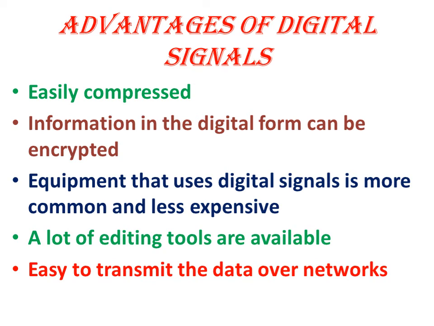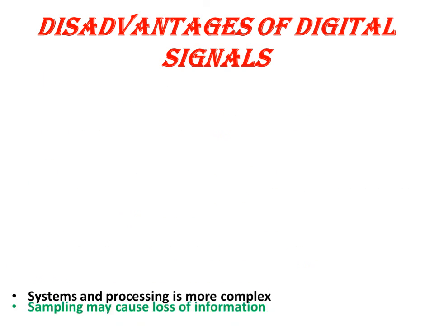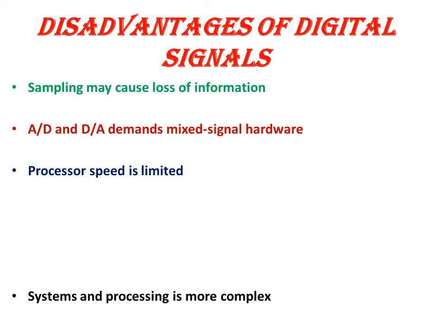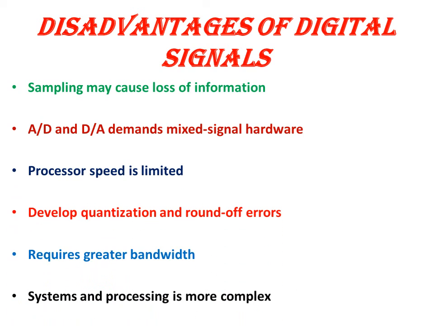Along with these advantages, it has a few disadvantages also. So let us see what are the disadvantages of digital signal. The sampling may cause loss of information. A to D, meaning analog to digital, and D to A, meaning digital to analog, demand mixed signal hardware. Processor speed is limited. It develops quantization and round off errors. It requires greater bandwidth. Systems and processing are more complex. So these are the few disadvantages of digital signal.